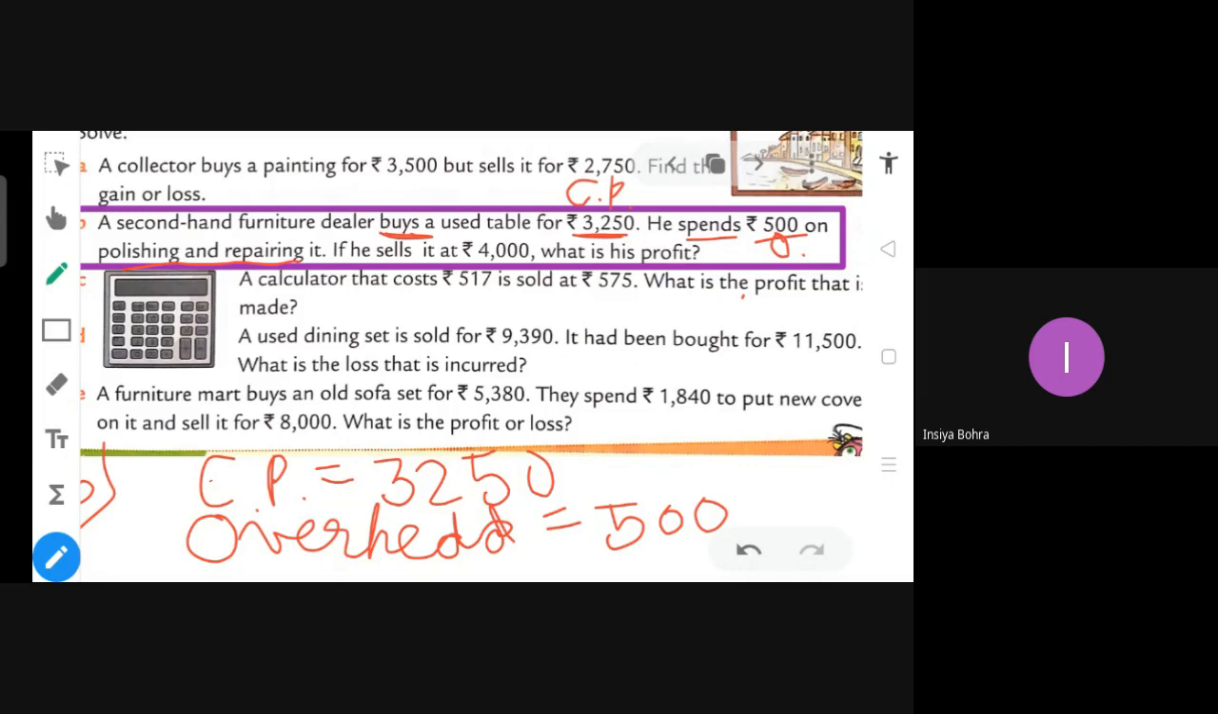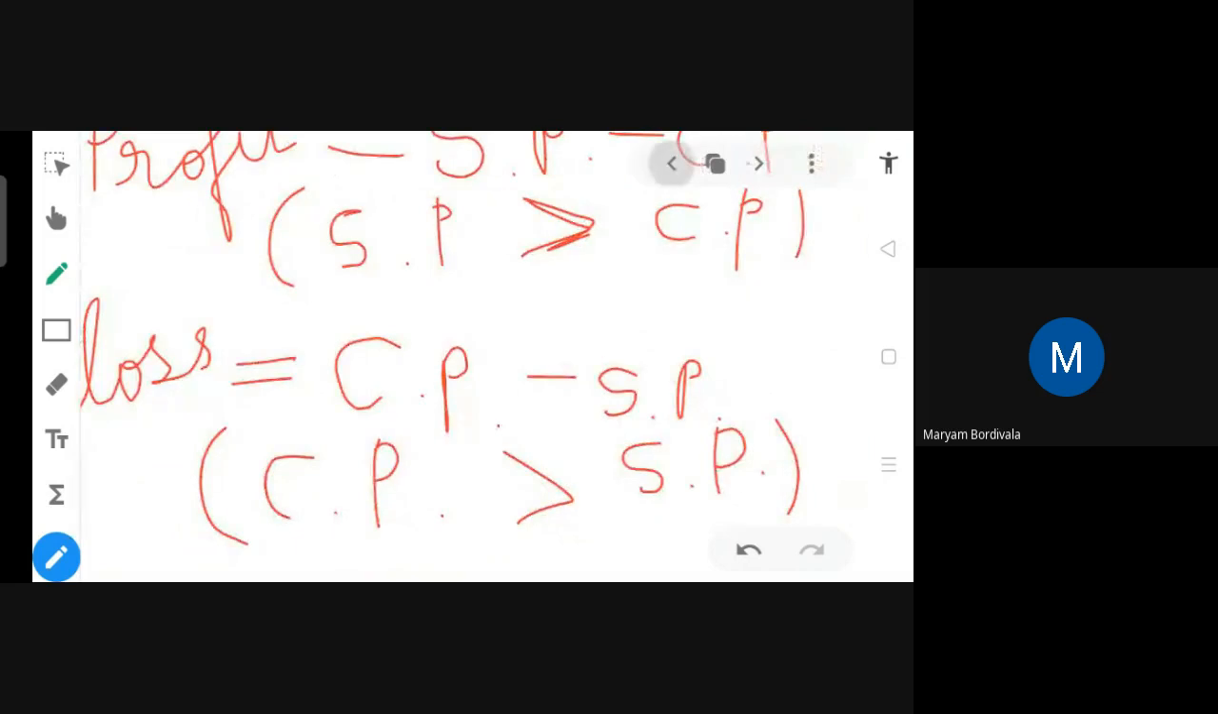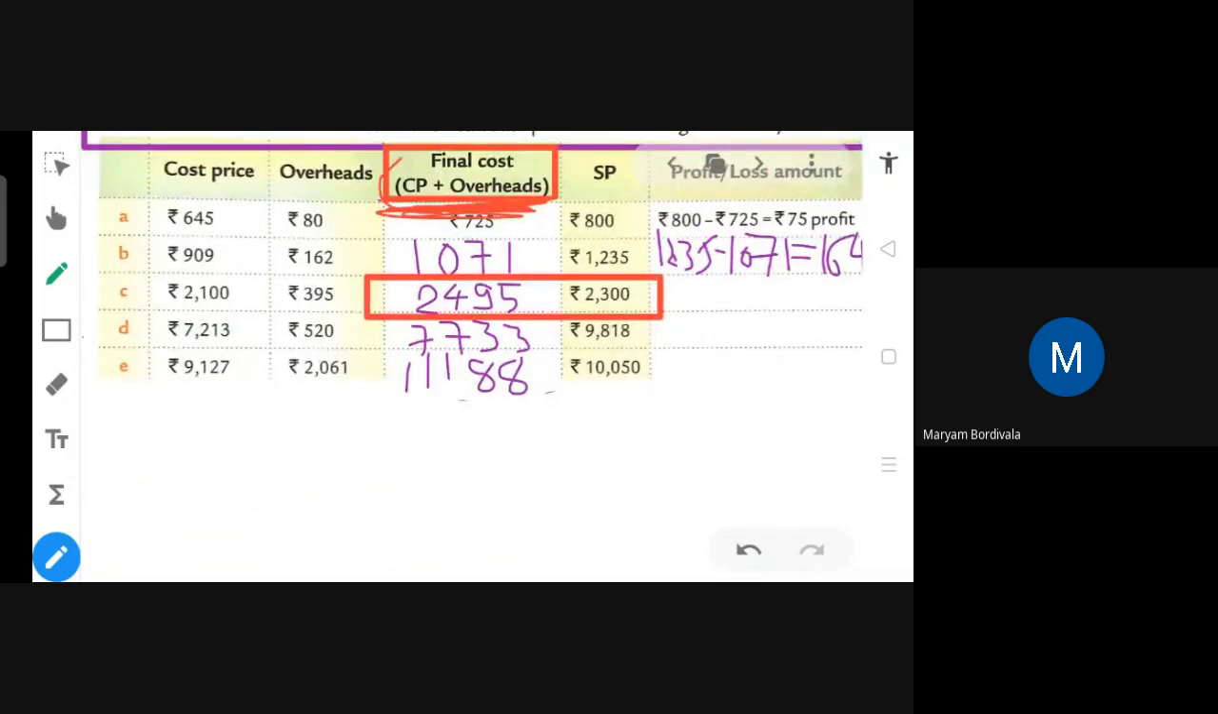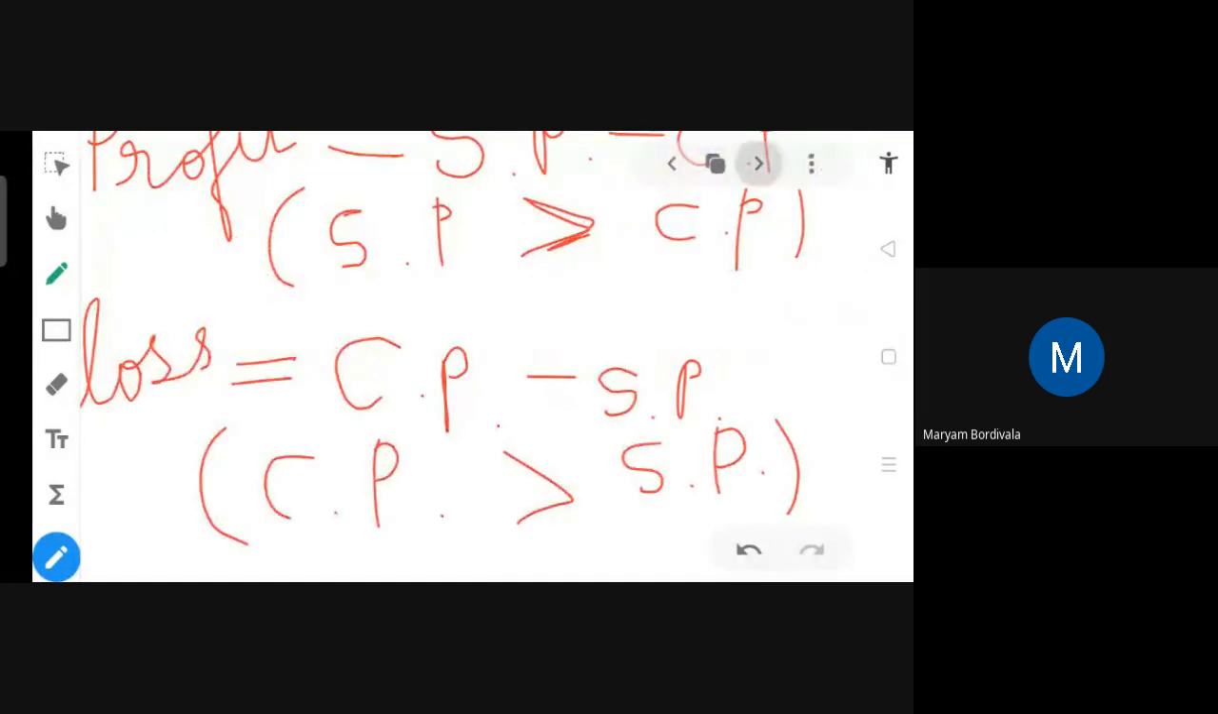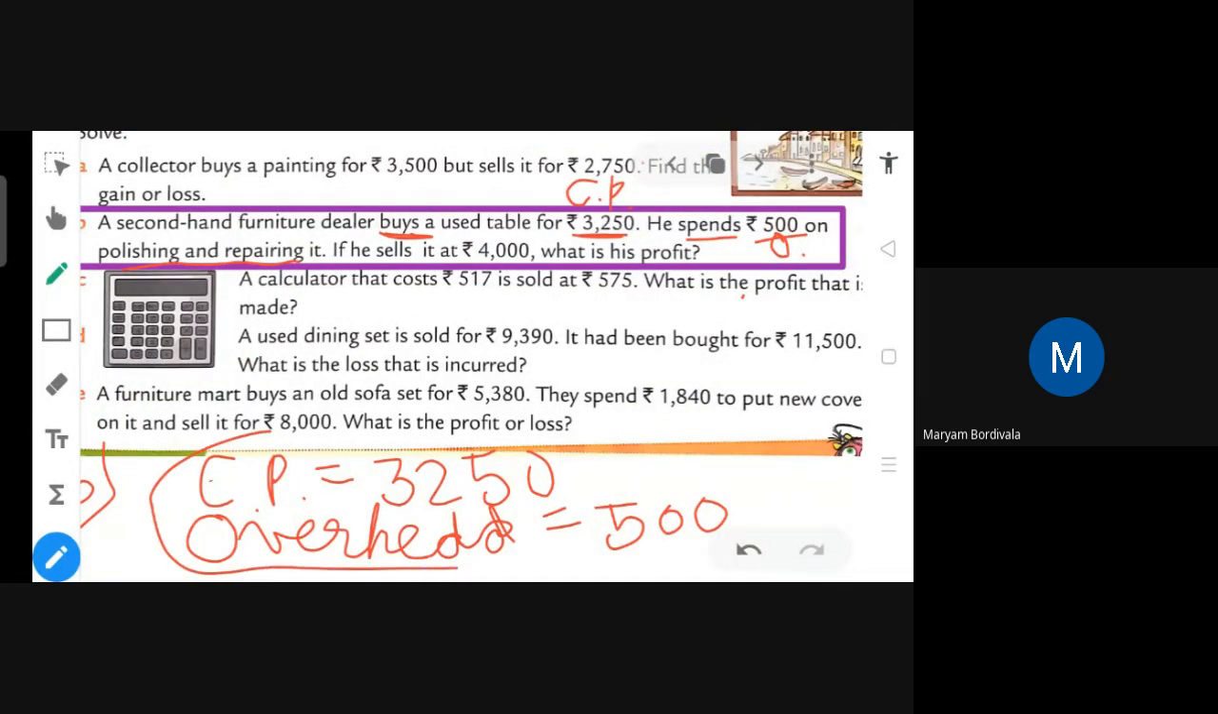The first one who asked me, that girl. Mariam Budiwala. Yes, Mariam. Ma'am, we have to add CP and overhead. Yes. So final cost equals cost price plus overhead. That we had already done in number 3. So to find the final cost, we have to add these 2. Then we will get the final cost.